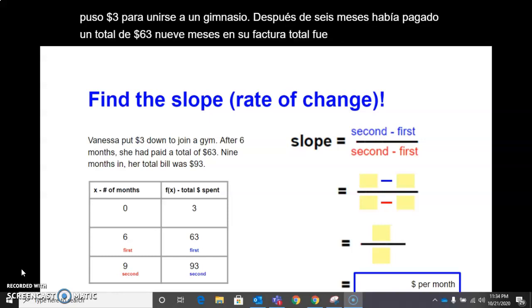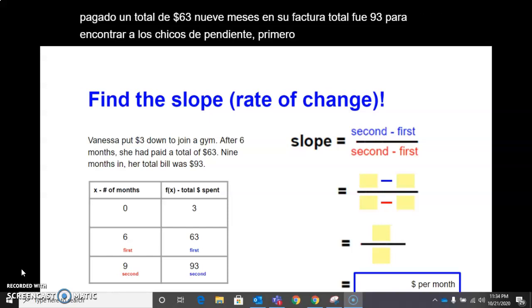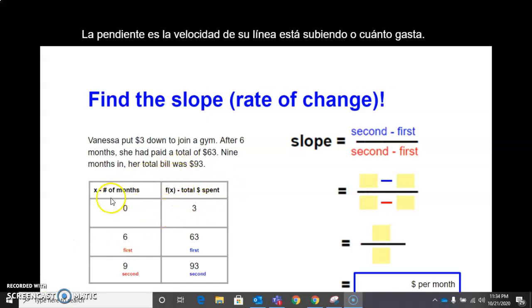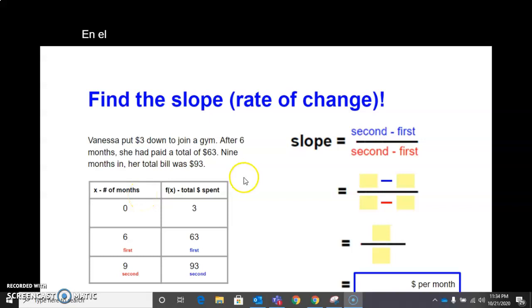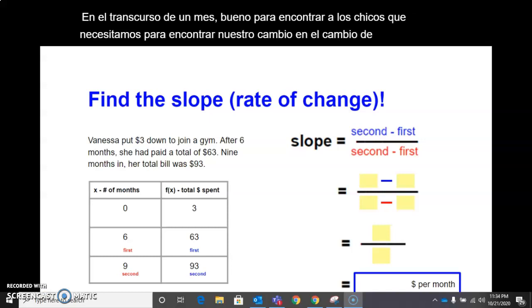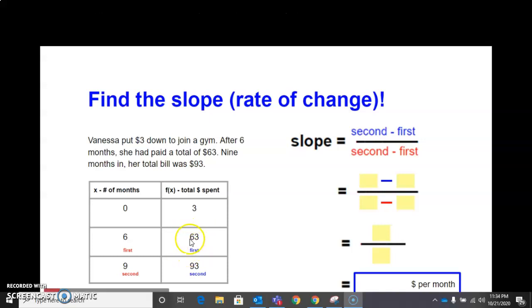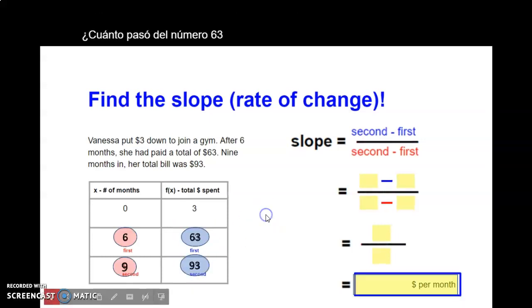Well, to find the slope, guys, we first must understand what the slope is. The slope is how fast her line is rising, or how much she spent over the course of 1 month. Well, to find that, guys, we need to find our change in Y and our change in X, or how she went from the number 63 to spending $93. So let's go ahead and do that.